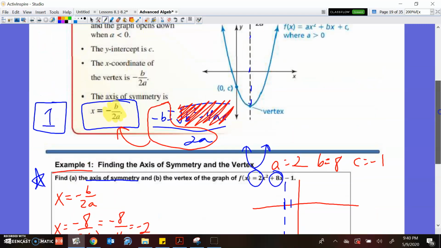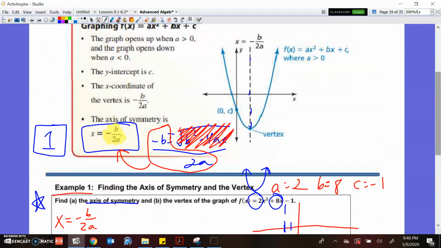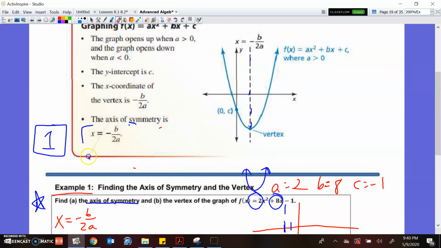Now, the next step, let's clear out some of this stuff so it doesn't look so messy. All right, so step 1, we said, find the axis of symmetry. Step 2 is to find the vertex, okay? All right, so let's think about this.